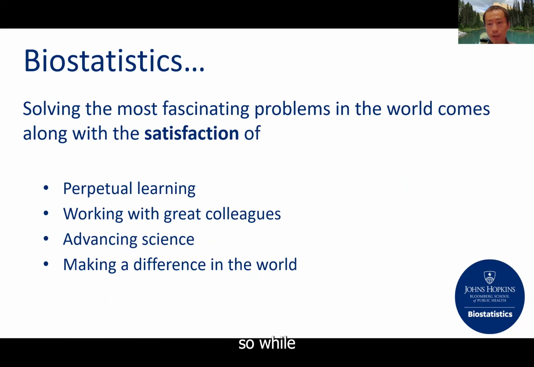And so while you are working on all those fascinating problems in the department, people in the department also get a sense of satisfaction and achievement by realizing that we are constantly learning new things. So throughout your whole life, if you are working in academia, you are going to always learn new things every day. And you are working with great colleagues, including great faculty members and also your classmates, and your lab mates and others.